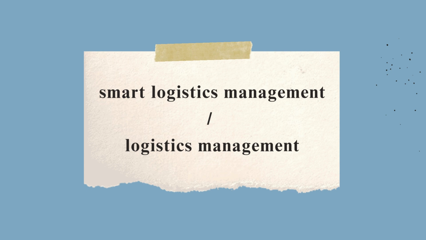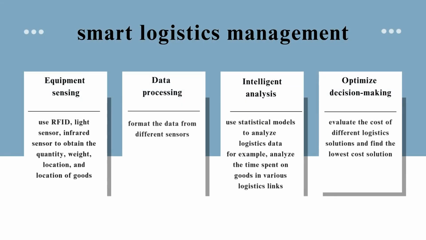Smart logistics management and logistics management. Smart logistics management is to use advanced technology to improve the efficiency of logistics and supply chain and make the whole process faster. It consists of the following 4 points. First is information sensing. It uses RFID, light sensor, and infrared sensor to obtain the quality, weight, and location of goods.